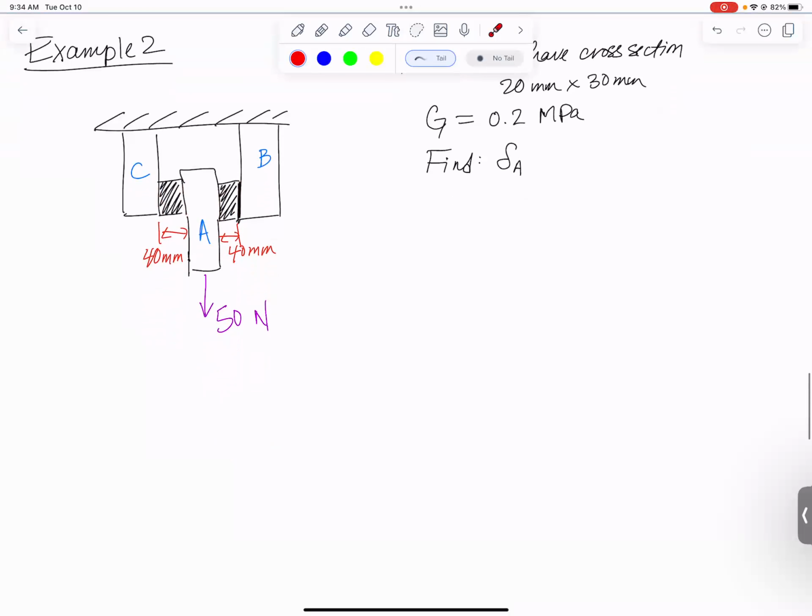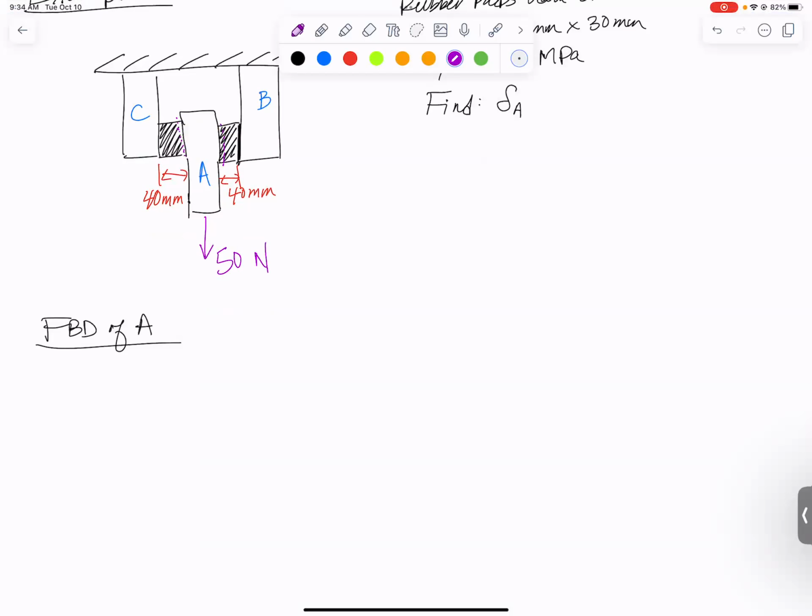So let's start with some free body diagrams. And I'm going to do a free body diagram more or less of block A, but if you want to think of it as we're cutting through just a little bit of the pad to expose the internal force in the pad, you can think of it that way. I'm actually going to draw it that way. So here's A, with just a little tiny bit of rubber pads on each side of it.